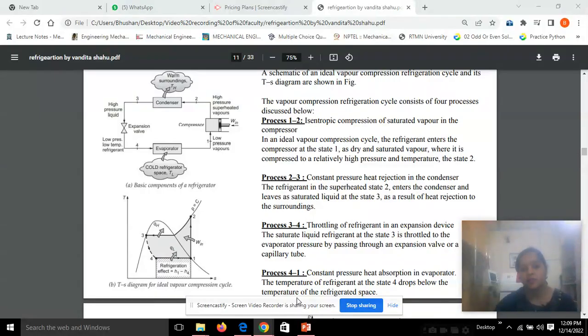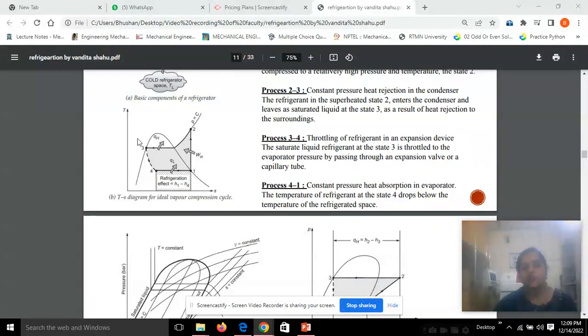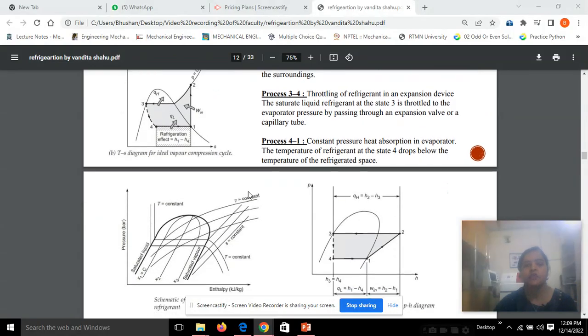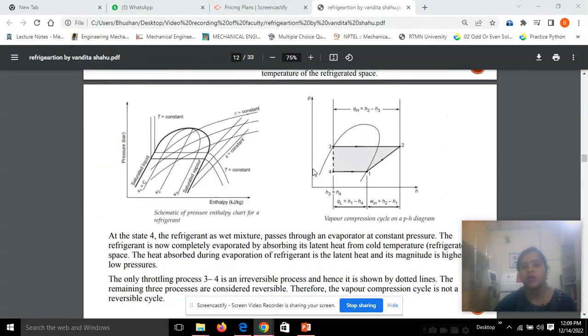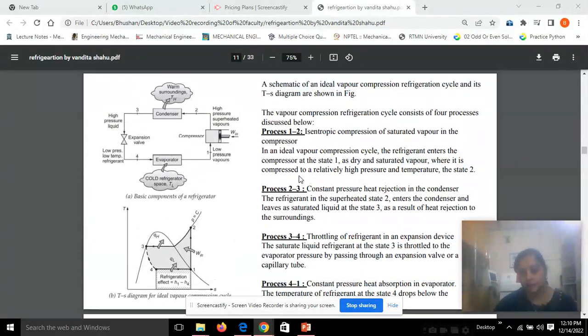These processes are explained here, and you can see the ph diagram. Earlier it was the TS diagram, and when we show the process in the ph diagram, you can see these are the isentropic constant lines. So 1 to 2 is the isentropic compression process, 2 to 3 is the constant pressure heat rejection process, 3 to 4 is the isenthalpic process where h is constant, and 4 to 1 is the constant pressure heat addition process. So this is about the simple vapor compression cycle.